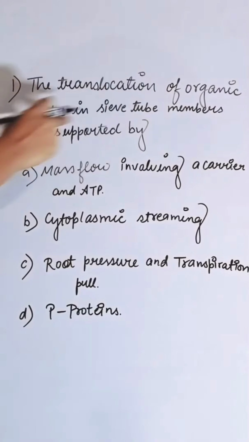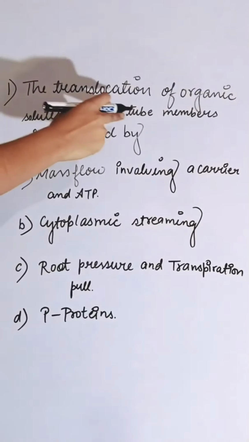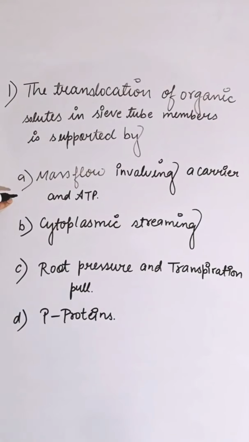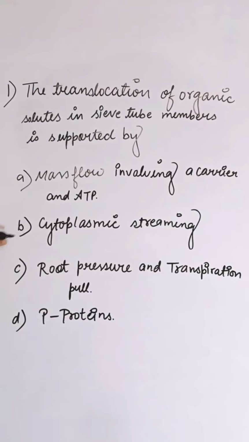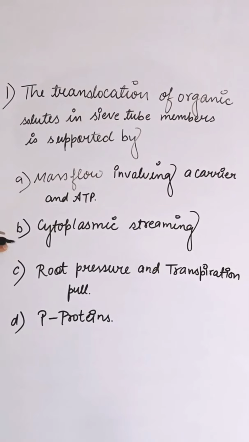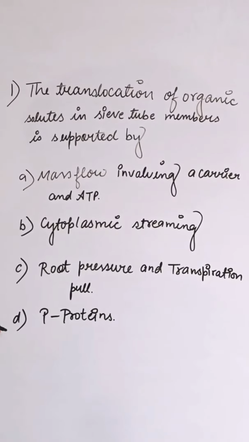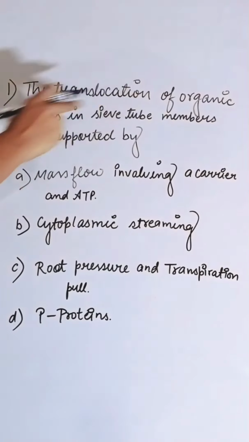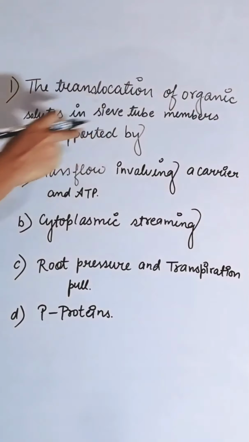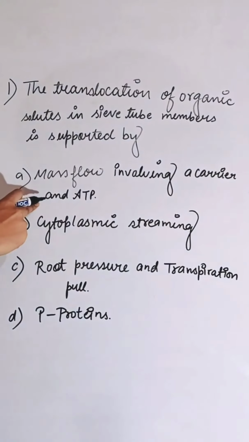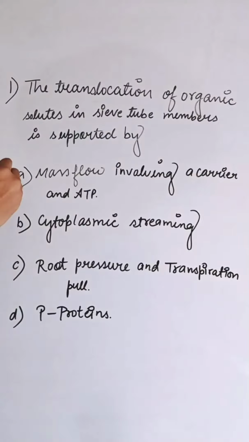The translocation of organic solutes in sieve tube members is supported by: first option, mass flow involving a carrier and ATP; second, cytoplasmic streaming; third, root pressure and transpiration pull; fourth, P protein. The translocation of organic solutes in sieve tube members is supported by mass flow involving a carrier and ATP. So the correct answer is A.